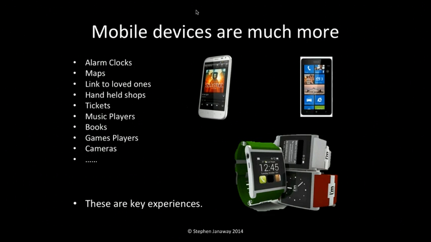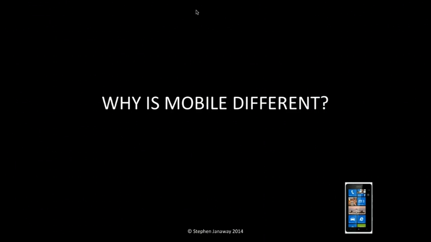But to the user, mobile devices are much, much more than this. So they are alarm clocks and maps. They're the link to the people that we love, ultimately. And we can do a heck of a lot on a mobile device in terms of retail, commerce, playing music, reading, playing games, taking pictures. And these are all really, really key experiences for people. And that means one thing. It means mobile is different.